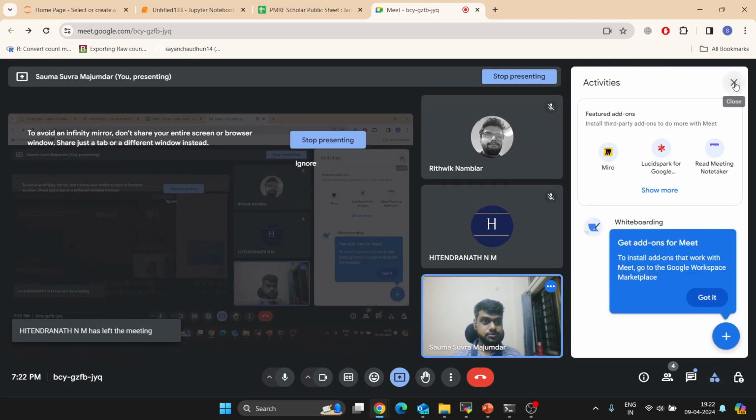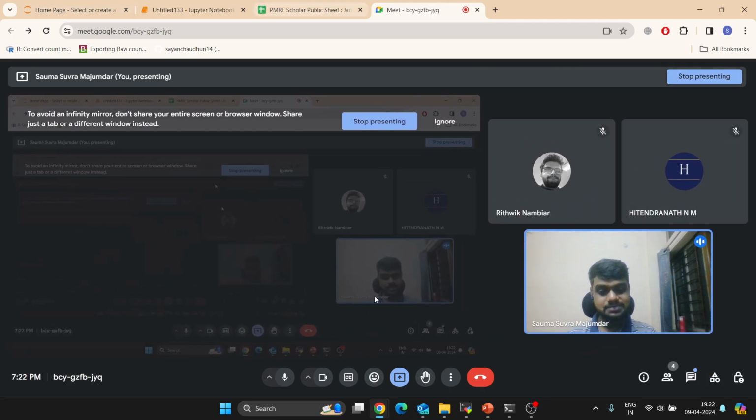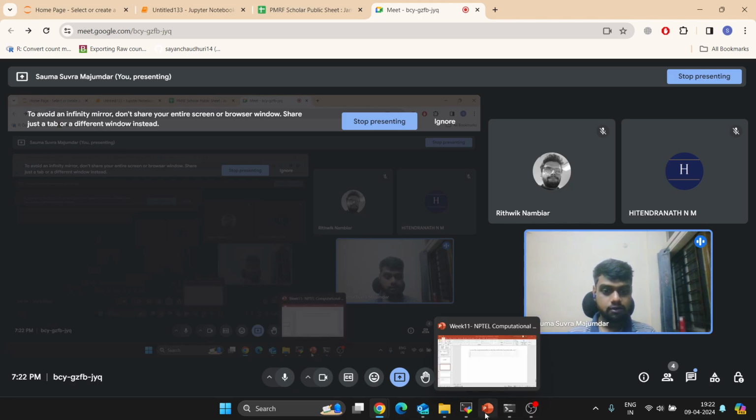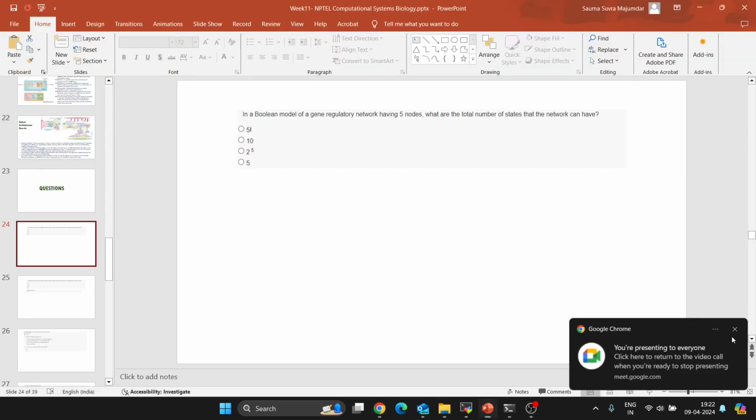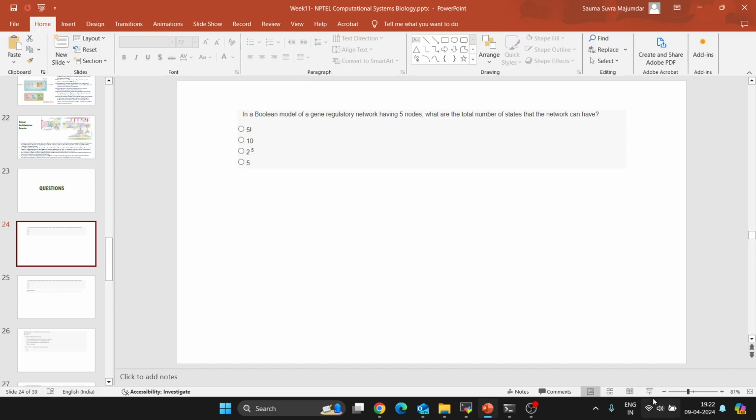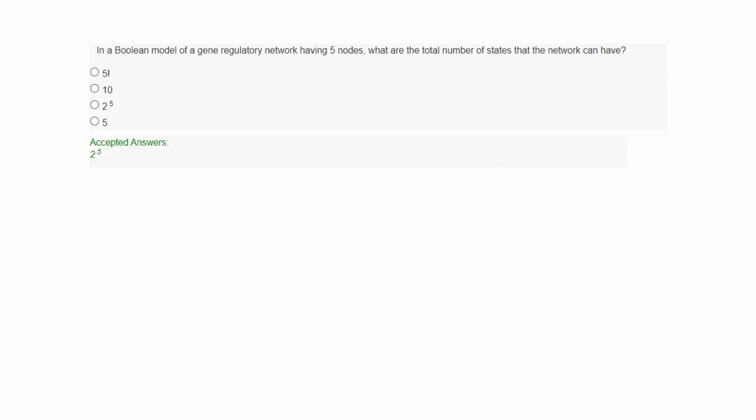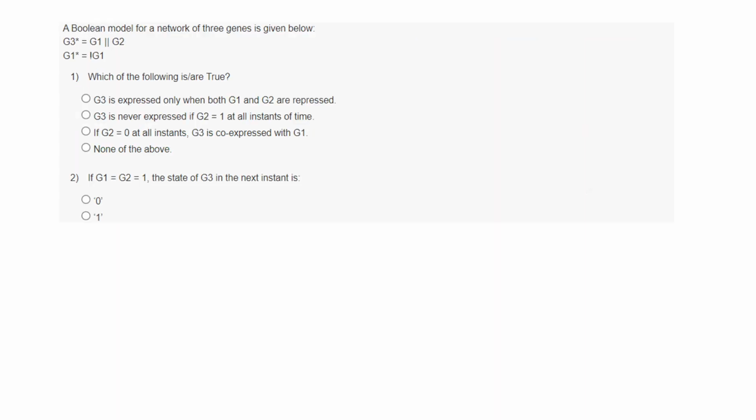The answer is correct. It's 2 to the 5. So it's basically 2 to the power n, where 2 to the power n is the number of states that you can have, and n is the number of variables. I'll just go back. So you guys solve this.